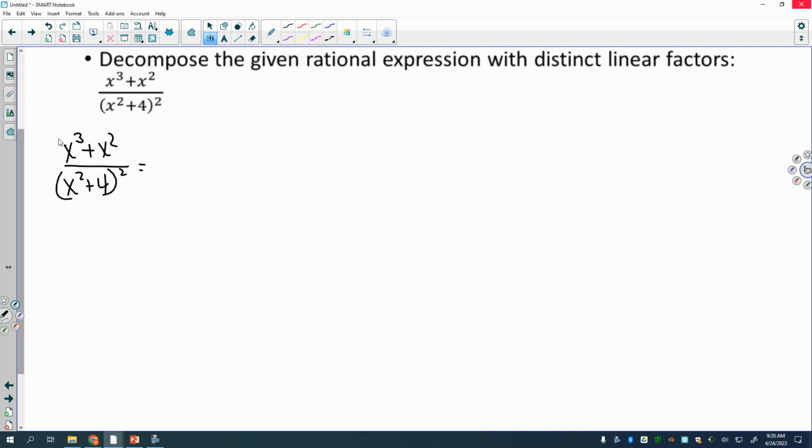So when I do this, I'm going to have an ax plus b over an x squared plus 4, and I'm going to have a cx plus d over that x squared plus 4 quantity squared. I have to have both. And then, again, I go through and multiply by the common denominator.